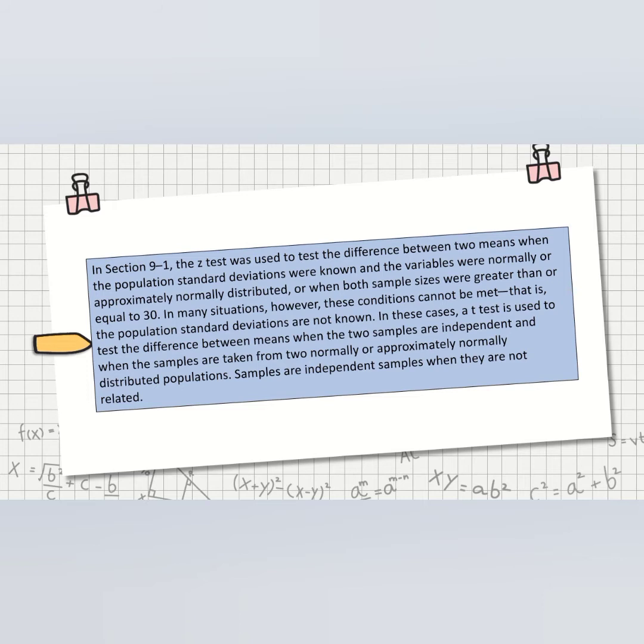In these cases, a t-test is used to test the difference between means when the two samples are independent and when the samples are taken from two normally or approximately normally distributed populations. Samples are independent samples when they are not related.